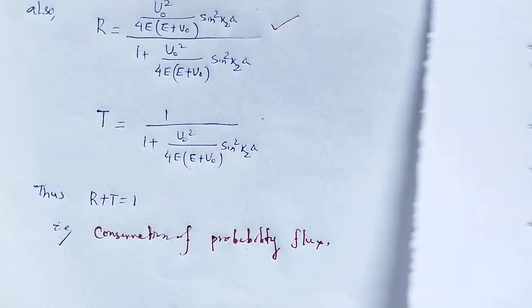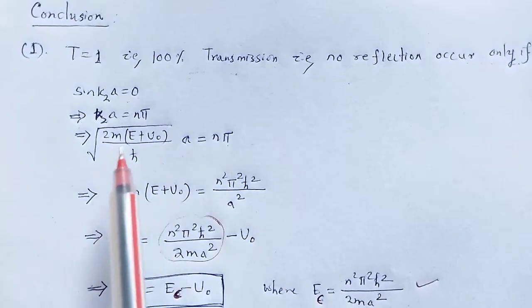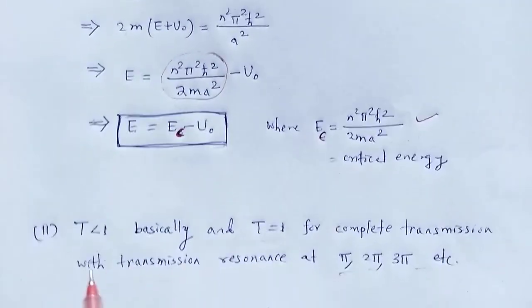So, what are the conclusions drawn? These are the two conclusions, conclusion 1 and conclusion 2, derived from this.